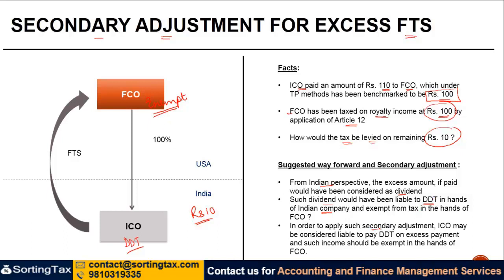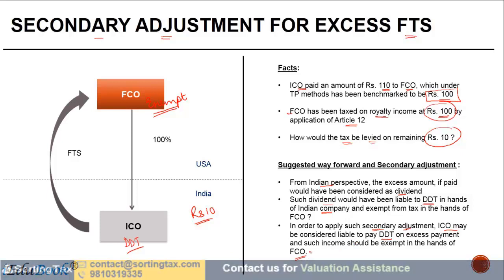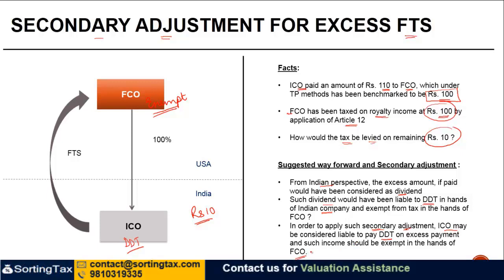In order to apply such secondary adjustment, the ICO may be considered as liable to pay DDT on the excess payment, and the foreign company would be exempt from such dividend in its own hands. This is what a secondary adjustment is, which effectively restores the taxation if originally what was paid was 100 rupees as royalty and rupees 10 as dividend insofar as the source state is concerned.